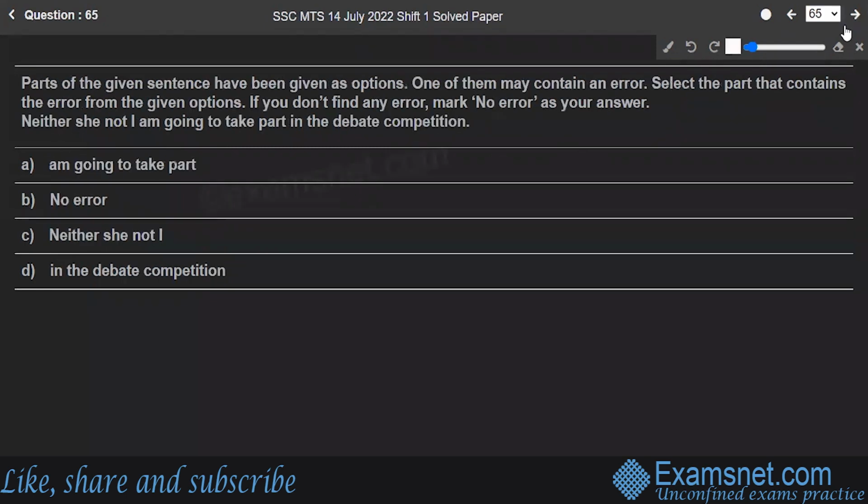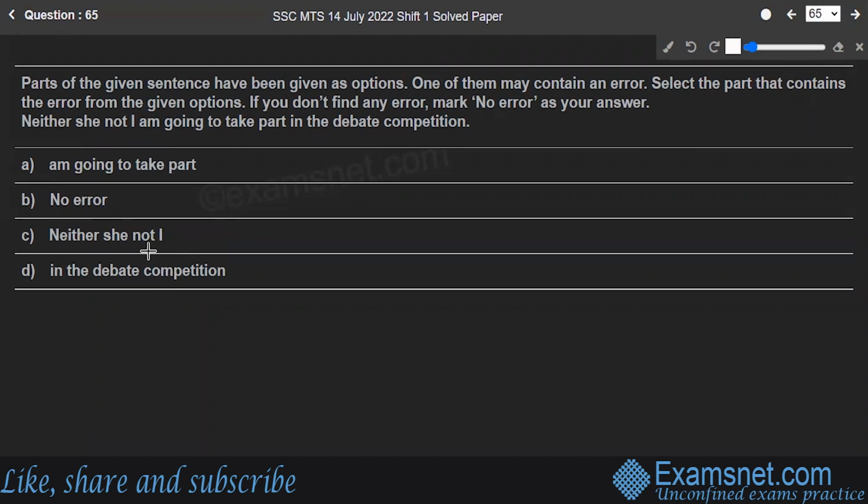Parts of the given sentence have been given as options. One of them may contain an error. Select the part that contains the error from the options. If you don't find any error, then write down no error as your answer. Okay. Neither she nor I am going to take part in the debate competition. No error.